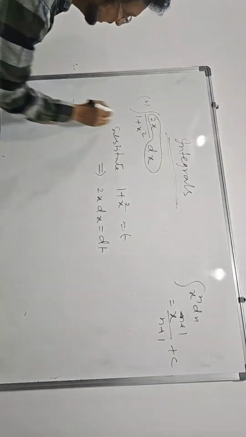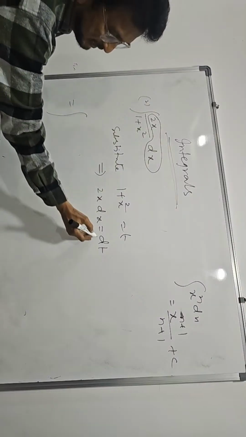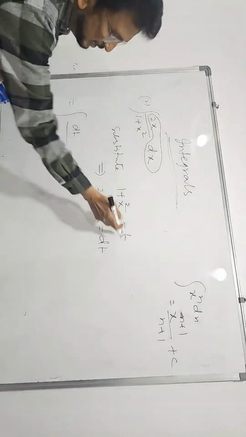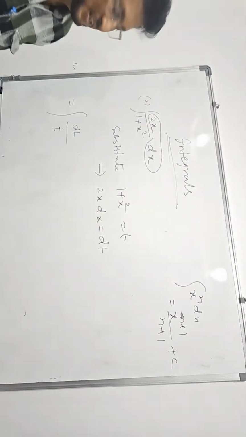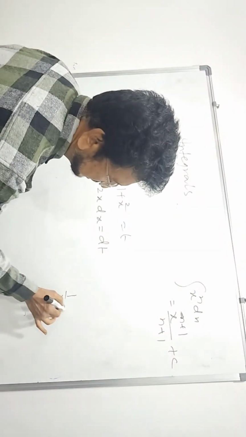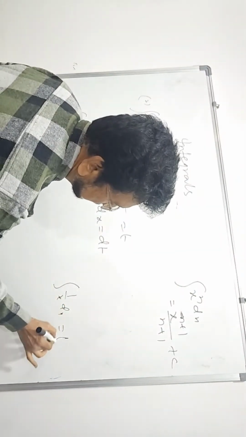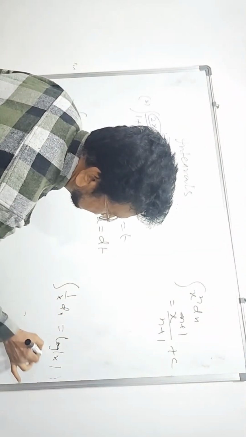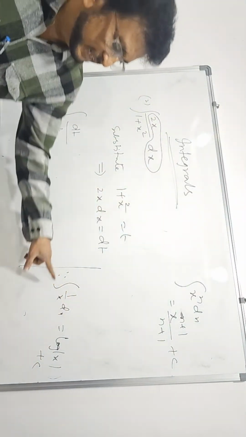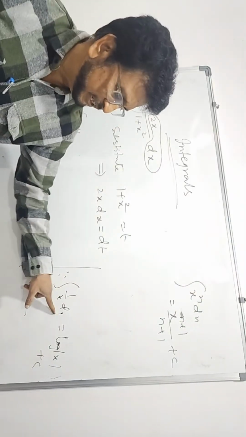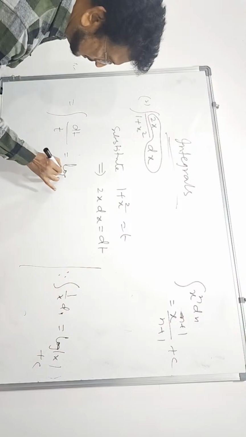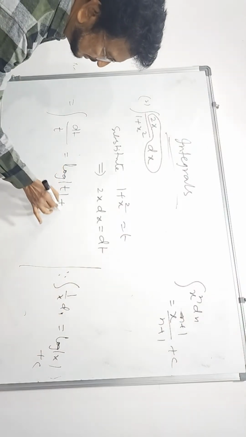Therefore, in place of 2x dx we can write dt. In place of 1 plus x square we can write t. So 1 by t dt integration. See, integration of 1 by x dx is log mod x plus c. This is the formula. In place of x there is t. 1 by t dt means log t plus c. You will get the answer: log mod t plus c.